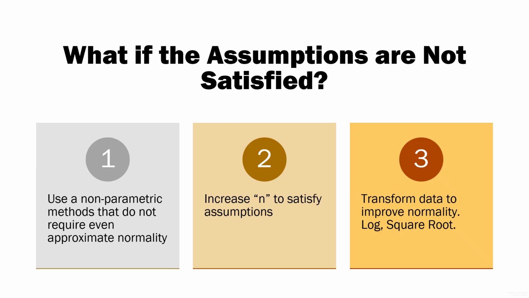And that brings us back around to a question you might have. What if the assumptions or the checklists are not satisfied? Well, again, you can use a non-parametric method that doesn't require approximate normality, or you can increase your sample size, or N, to satisfy the assumptions. And at the very, very end, you can also transform your data to improve normality. So you can take all your data and you can log it, you can square root it, you can square it and see if your data will be transformed to being normal.